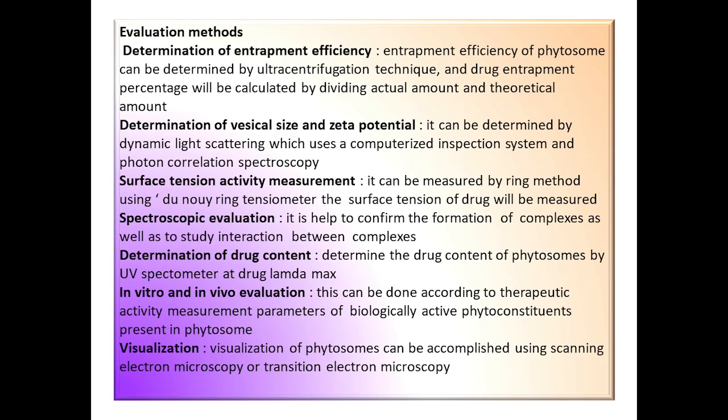Surface tension activity measurement. It can be measured by the ring method using a Du Noüy ring tensiometer. The surface tension of the drug will be measured. Spectroscopic evaluation helps to confirm the formation of complexes as well as to study interaction between complexes. Determination of drug content: determine the drug content of phytosomes by UV spectrometer at the drug's lambda max.